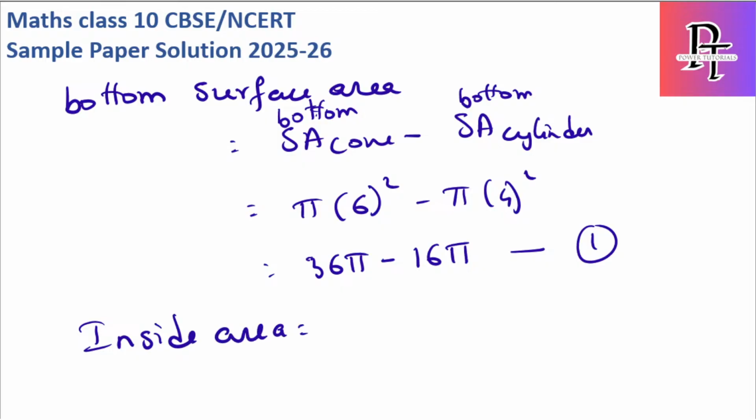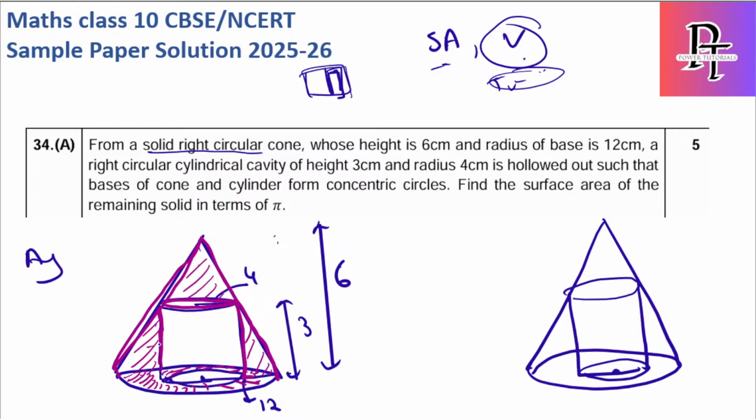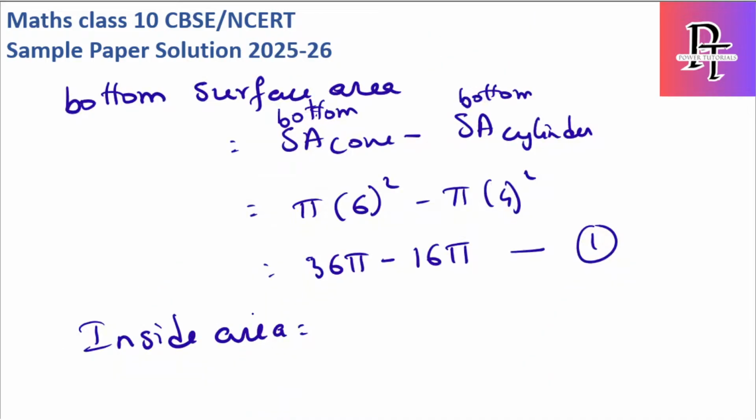So for the inside area, we have to go from here, this circle, and again here. Okay, so I'm repeating again. For the inside part, we have two things: the lateral surface area of the cylinder plus one surface which is a circle. Okay, so the lateral surface area of the cylinder is 2 pi r h.